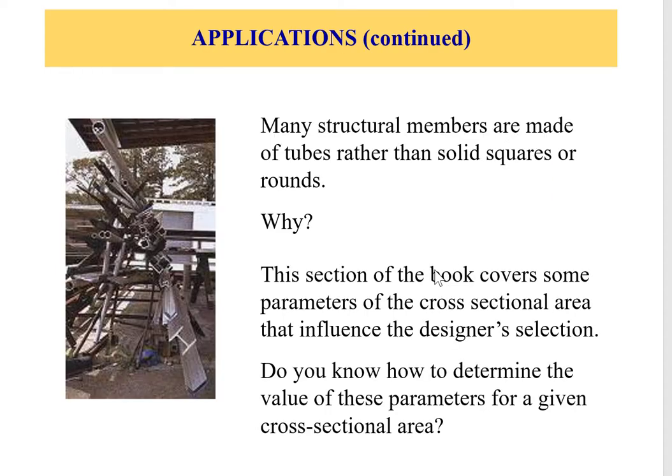Also, other members are made of tubes, and sometimes these tubes have a square cross section. What's the difference between pipes that have a square hollow cross section and those which have a circular one?